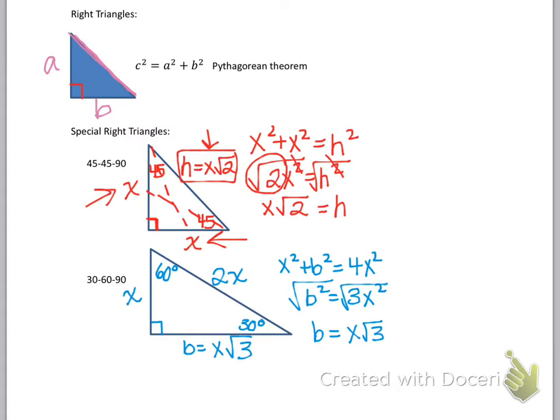And this makes sense because 60 is greater than 30, which is opposite the b side, and if 30 has a length of x, then we take that same x and multiply by root 3, which makes it bigger, which is why it's the length opposite our 60 degree angle and not our 30. So yes, you can derive these, however, you need to memorize these relationships because you are going to use them very often.